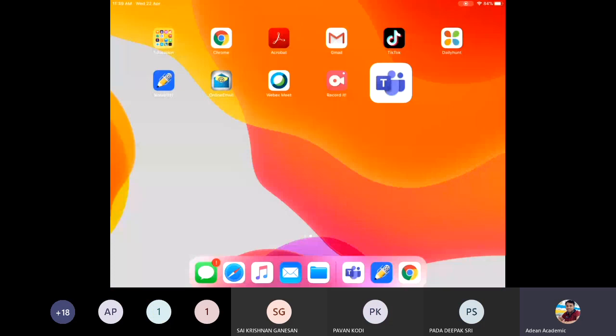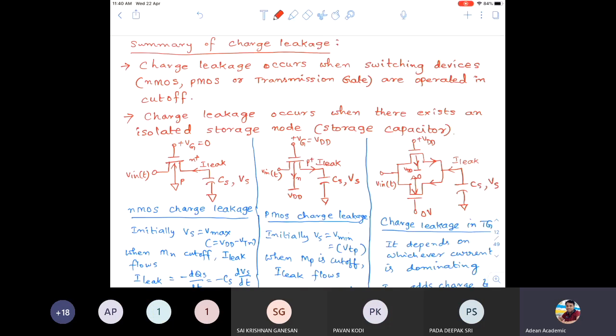So what we have seen in the last class is charge leakage. This is one of the problems in dynamic CMOS logic circuits. I already told what a dynamic CMOS logic circuit is. It holds the output for a certain amount of time. After that, the output changes.